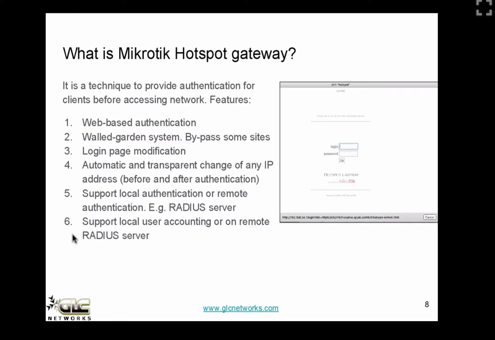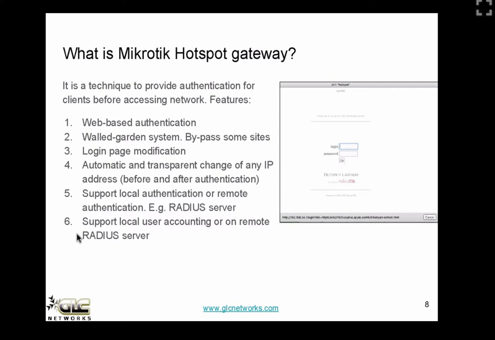Next feature, number 6, is support for local user accounting or remote RADIUS server accounting. So this is AAA. AAA means authentication, authorization, and accounting. Authentication means username and password. Authorization means the rights or limits that are attached to the user, for example, maximum download speed. That's authorization.